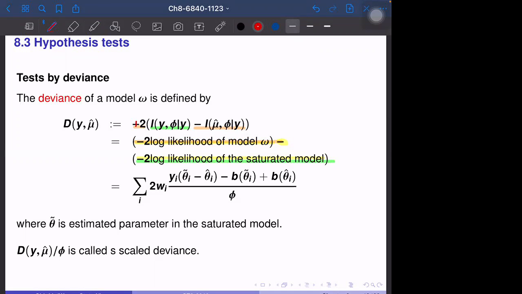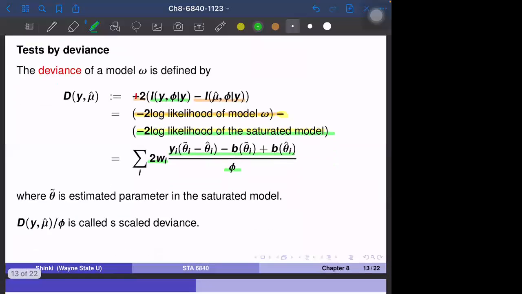And we can express this using the expression in the exponential family. So we can write it in this way. So theta tilde is the parameter estimate corresponding to the saturated model, and theta hat is the parameter estimate for the model W. Yeah, and also this divided by phi is called the scaled deviance.